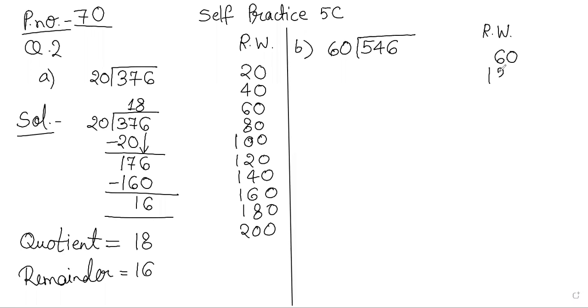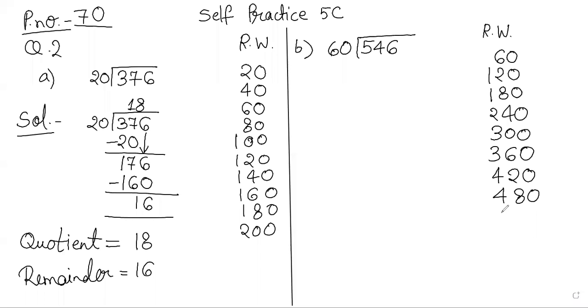6 ones are 60. 6 twos are 120. 6 threes are 180. 6 fours are 240. 6 fives are 300. 6 sixes are 360, sorry, that is 360. 6 sevens are 420. 6 eights are 480. 6 nines are 540. 6 tens are 600.